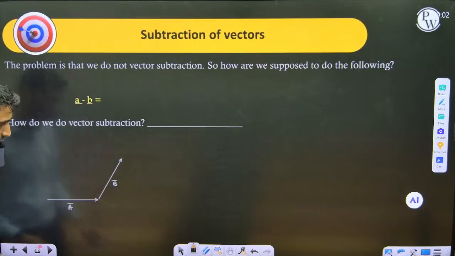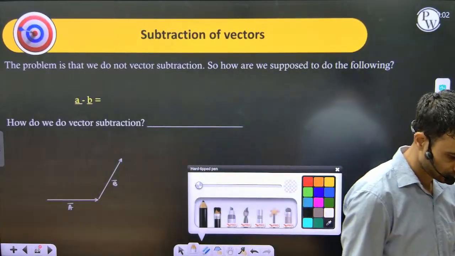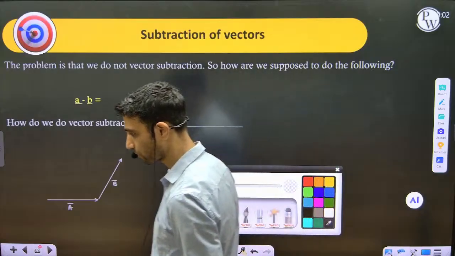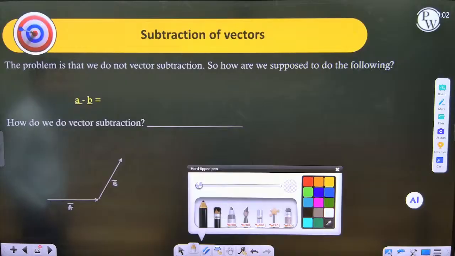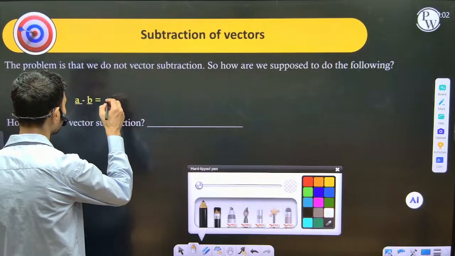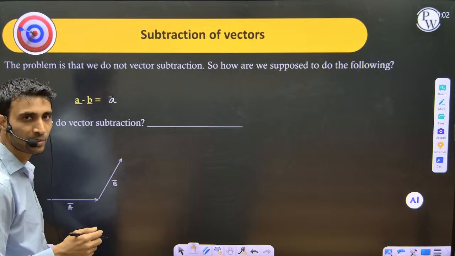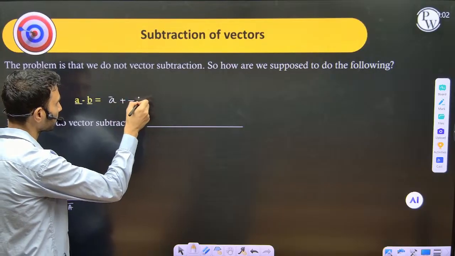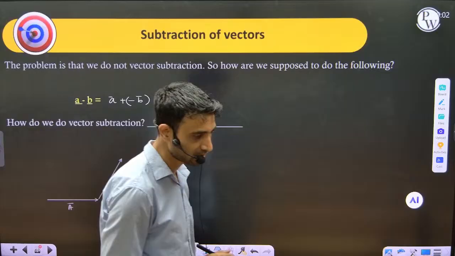Okay, yesterday we saw subtraction of two vectors, right? So yesterday we saw how to subtract vectors, even though we don't have the formula for subtraction, but we can still subtract vectors, right? And how do you subtract vectors? You can convert the subtraction into addition. So how can you do that? A plus minus b. That's what we had seen yesterday.